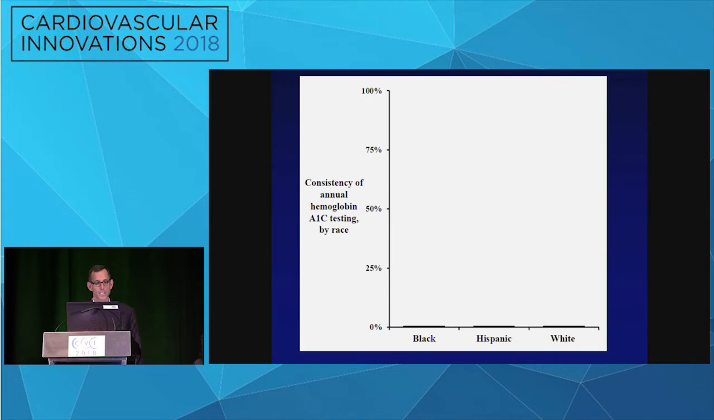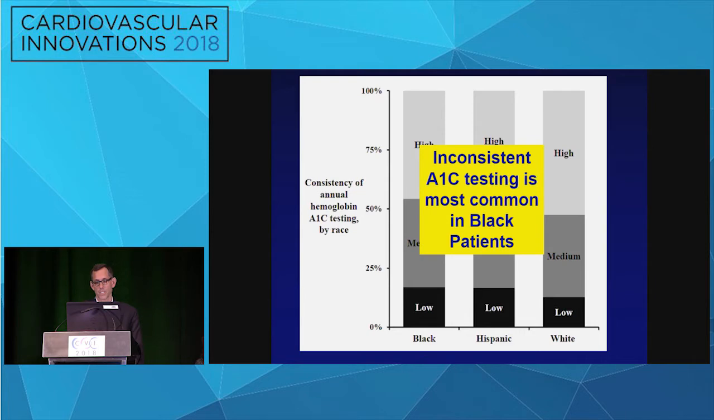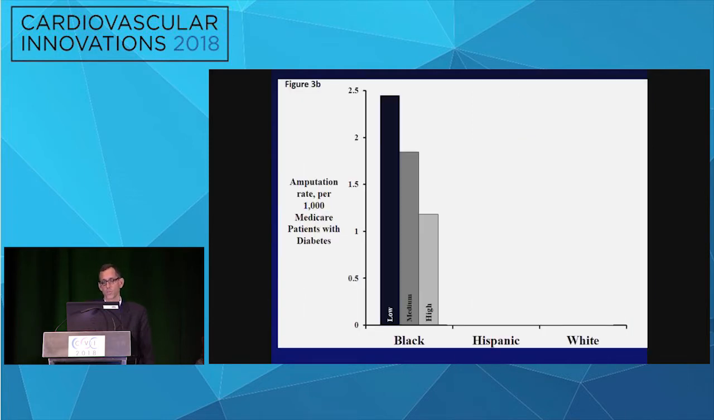We looked at the consistency of hemoglobin A1C testing in these populations, and saw some small differences. We saw that inconsistent testing, basically not getting your A1C checked as you should, was slightly higher in Black patients, as you can see, the black bars in this stacked bar figure. That translated, though, into important results.